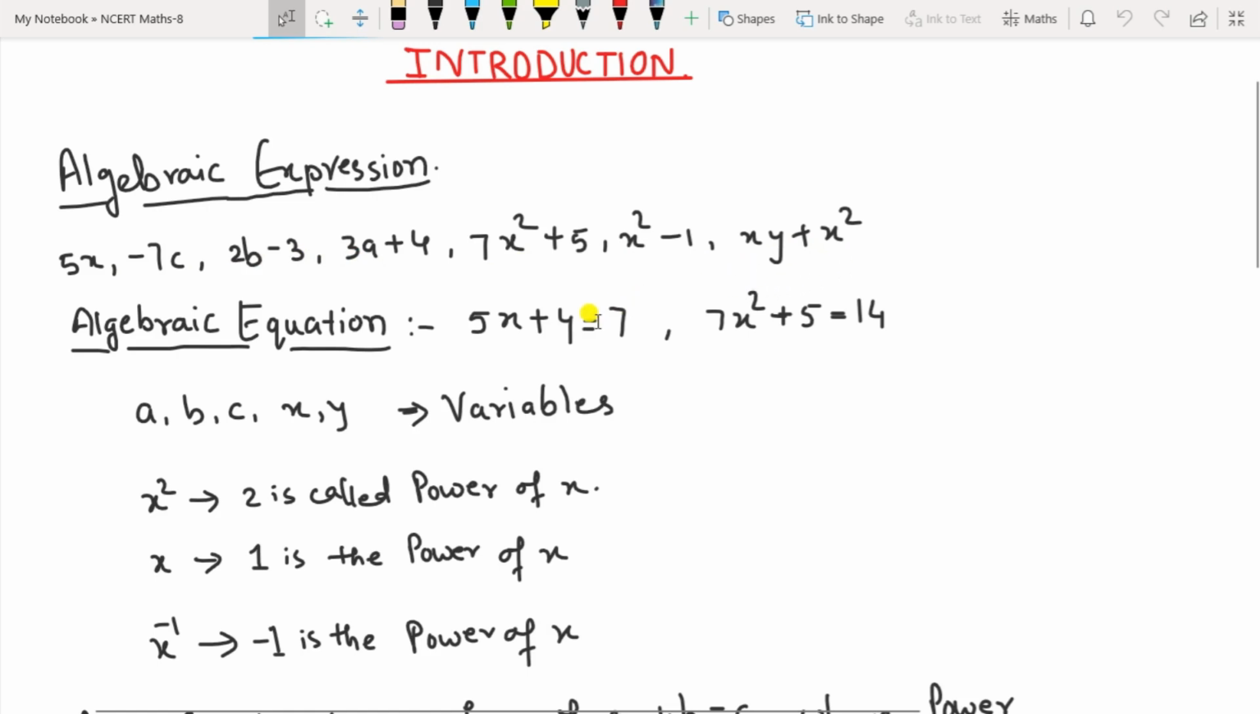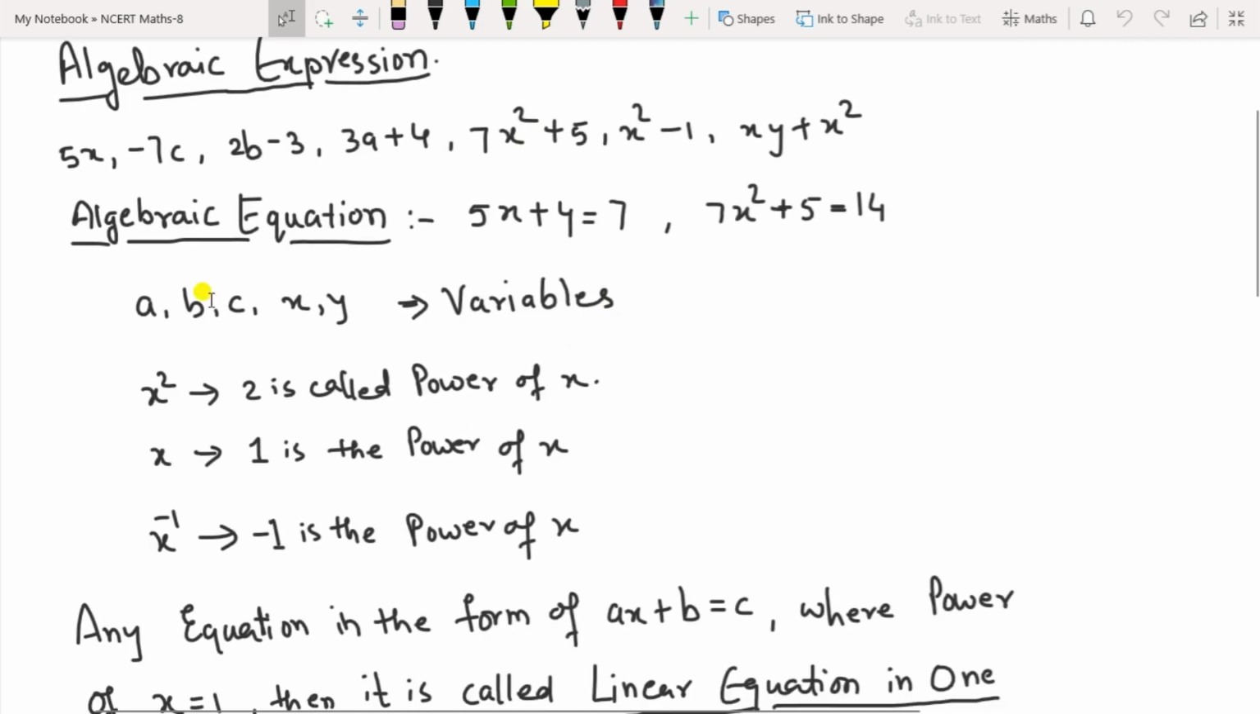When these expressions are equal to something else, then it is called an algebraic equation. So that is the difference between expression and equation. Expressions are just relations, and when these relations are equal to something, then it becomes an algebraic equation. Okay, and in the equation we have x, y, z, a, b, c.